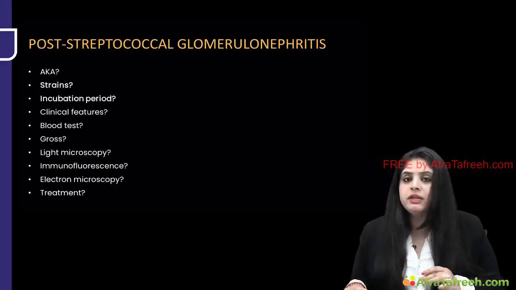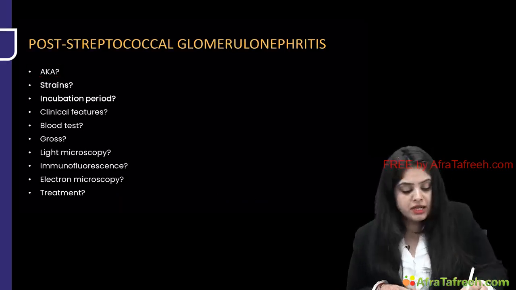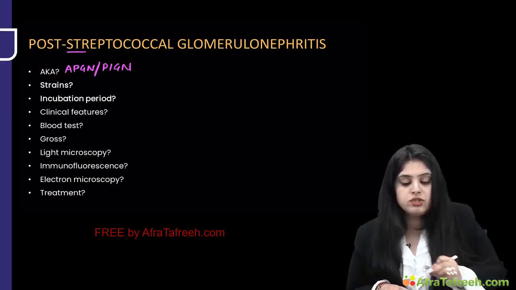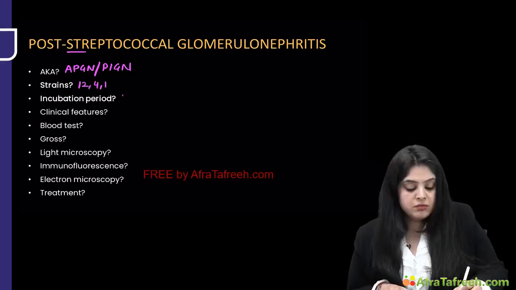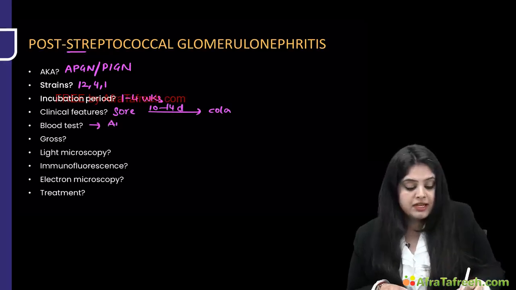So let's do a very quick recap. A quick 30-second recap of PSGN. What are the other names? Other names are acute proliferative glomerulonephritis or post-infectious glomerulonephritis. Which strains of streptococcus? 12, 4 and 1. What's the incubation period? 1 to 4 weeks. What are the clinical features? We start from sore throat, go to cola color urine in how many days? 10 to 14 days.